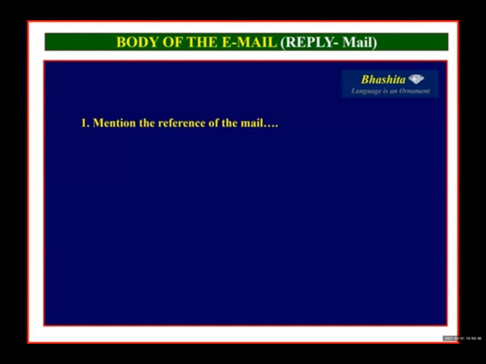You need to mention that, because the reader can understand, okay, this is a reply to the mail which I forwarded to him yesterday. That clarity the receiver will have if you mention the reference details. Is that clear? That is the first element we have to do in the reply mail. The remaining elements would be the same, like a direct mail.